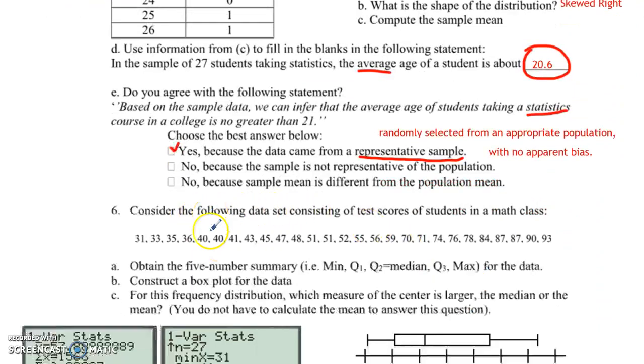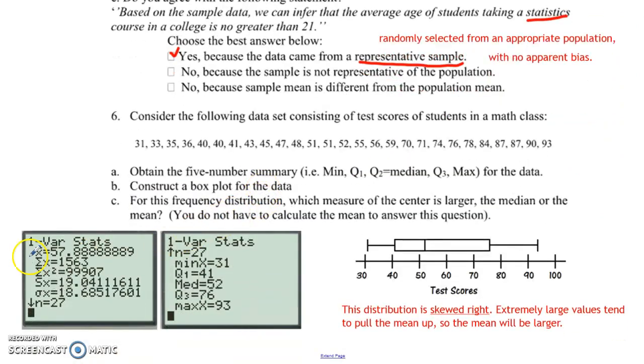For number 6, we're given all these numbers, and you know what you can do with these numbers. You can put them into the calculator, stat, edit, put them into L1, and then do stat calc 1-Var Stats. The 1-Var Stats gives us all this. It gives us the x bar, which is the sample mean. It gives us s sub x, which is the standard deviation. It gives us n, which is the sample size. It gives us the min, quartile 1, the median, the quartile 3, and the maximum. This is otherwise known as the 5-number summary.